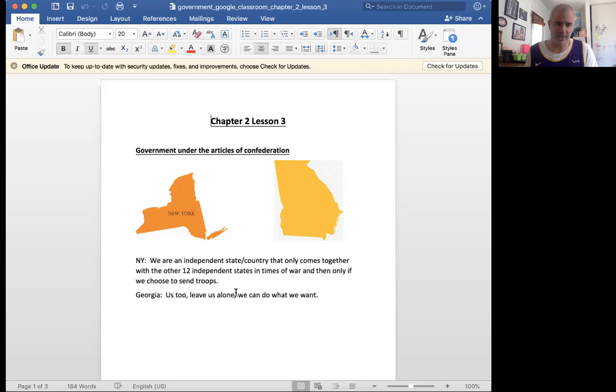And the answer to that, and the answer to a lot of these early constitutional questions, we're going to find, is slavery.